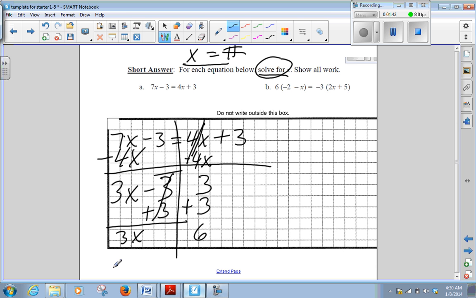How do I do that? Well, what operation is it when the x is sitting next to the 3? That's multiplication. How do I get rid of multiplication? With division. That's going to leave me with an x. I divided this side by 3, so I'm going to divide that side by 3. X is equal to 2.